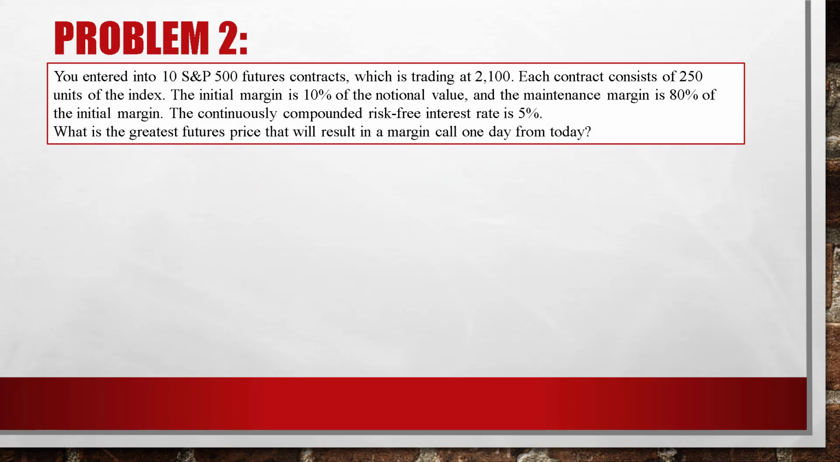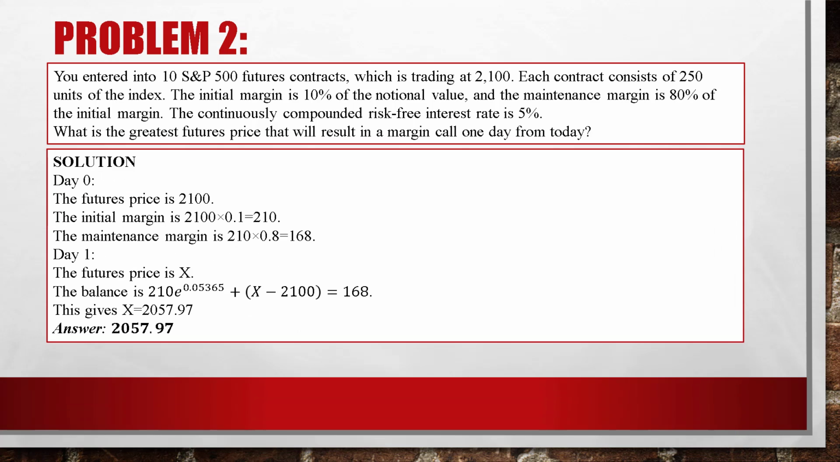Problem 2. You enter into 10 contracts of S&P 500 futures, which is trading at $2,100. Its contract consists of 250 units of the index. The initial margin is 10% of the notional value, and the maintenance margin is 80% of the initial margin. The continuously compounded risk-free interest rate is 5%. What is the greatest future price that will result in a margin call one day from today?